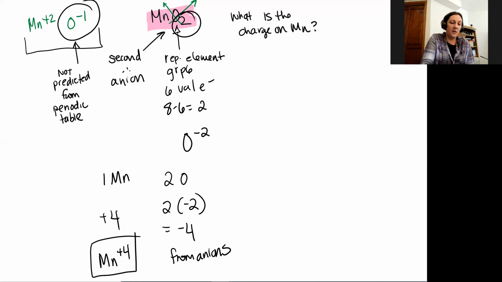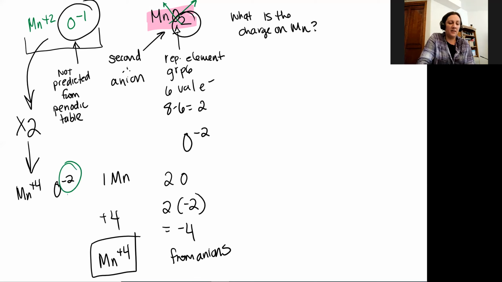So I'll have manganese +4 in this molecule. That means that if I was looking at my reverse crisscross method, I would need to multiply both of these by 2 to get to a manganese +4 and an oxygen -2, so that oxygen -2 makes sense.